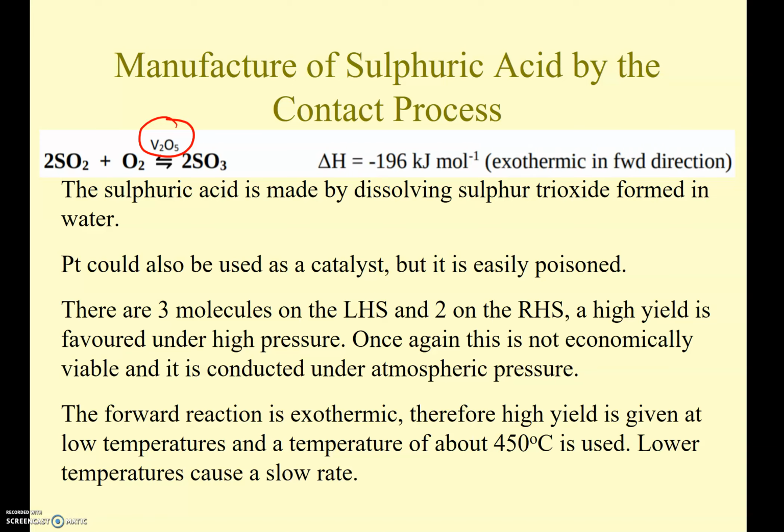So unlike the Haber process where they did actually have a pressure of 200 atmospheres, this one is just undertaken at atmospheric pressure. The forward reaction is exothermic, therefore high yield is given at low temperatures, and a temperature of about 450 degrees Celsius is used. Lower temperatures cause a slow rate, so again, not economically viable, at an even lower temperature.